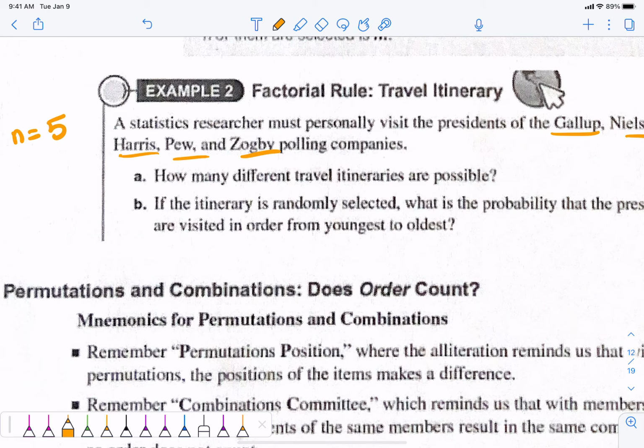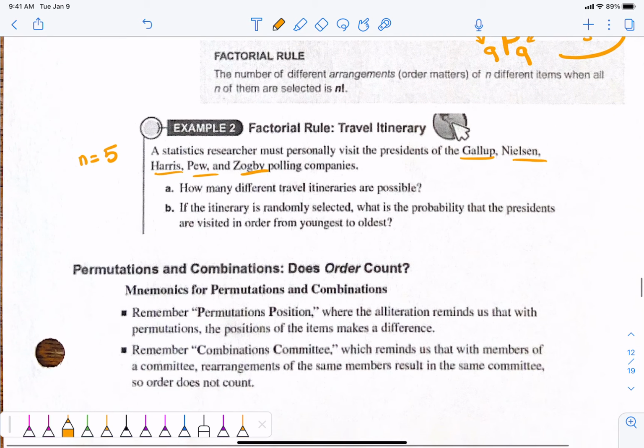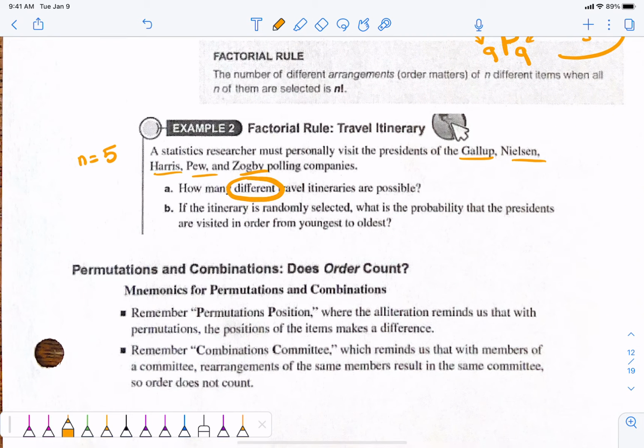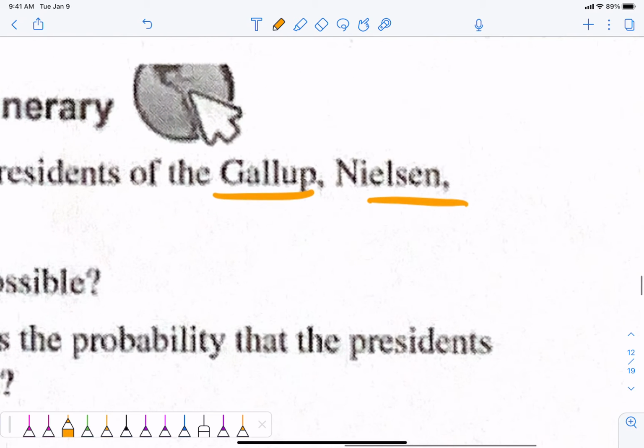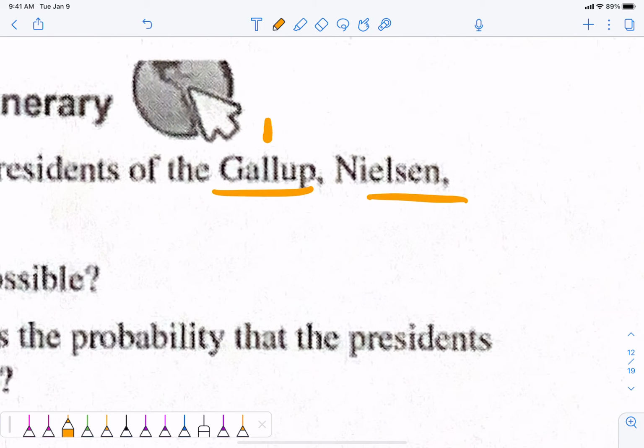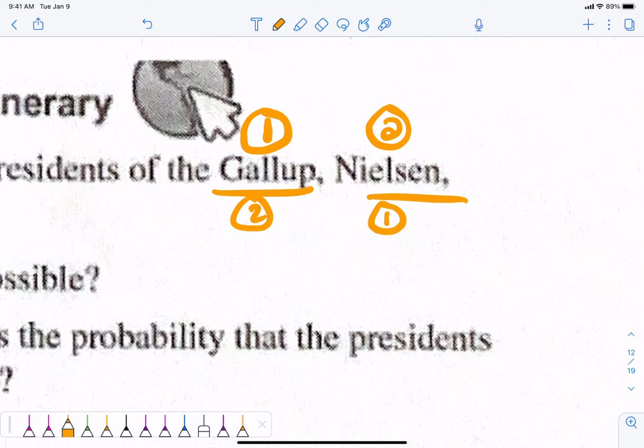N is 5. This is the total number of places that I am visiting. How many different travel itineraries are possible? And the key word there is different. So when they say different, let's say I choose to go to this company first and this company second. Is that the same thing as going to this company first and this company second? No, because they're saying different. Even though I'm going to both of them, it's saying different, and those two are different. So we do count them individually, okay?